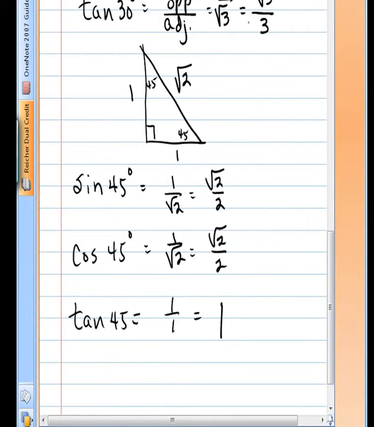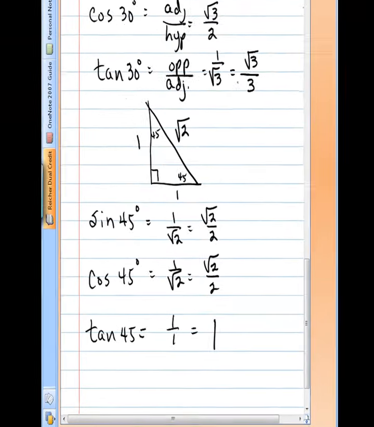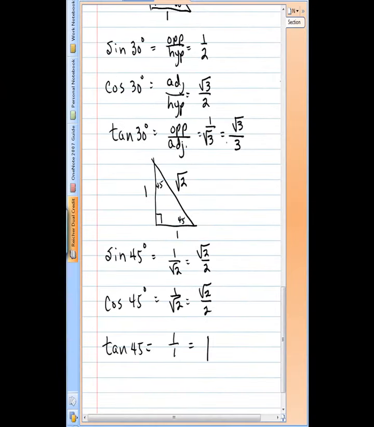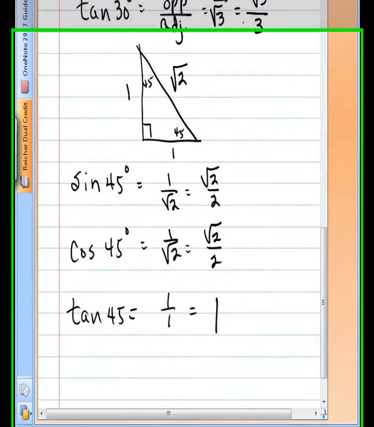You are going to see these very, very often, so really start trying to learn all the trig functions, or at least the sine, cosine, and tan of 30, 45, and 60.